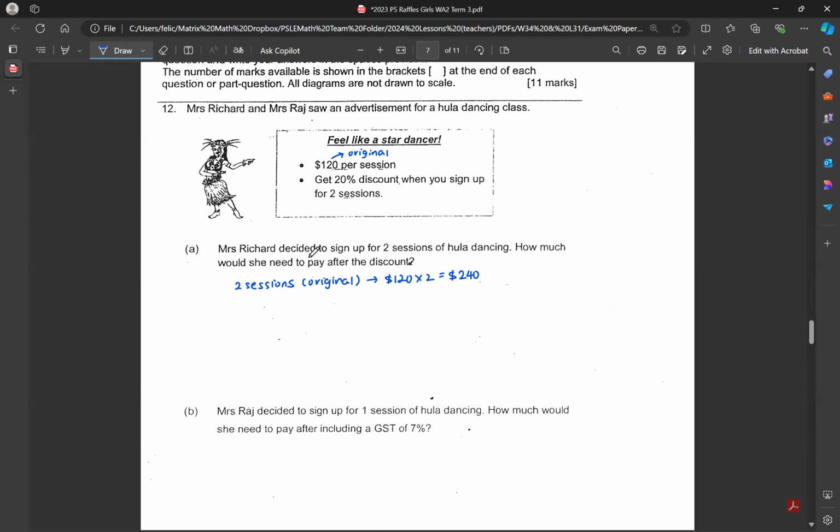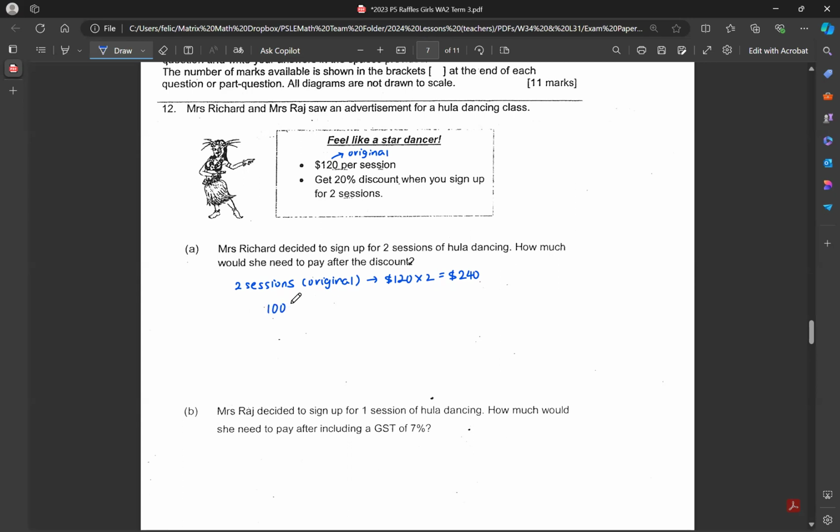Now, since we want to find out how much she's paying after the discount, that means she gets a 20% discount. So if she gets to enjoy 20% discount, after the discount she's only paying 80% of this original price. In other words, I pay 80% of the $240. You see, I use the word "of" the 240, which means you can use the multiplication method. That one is a faster way.